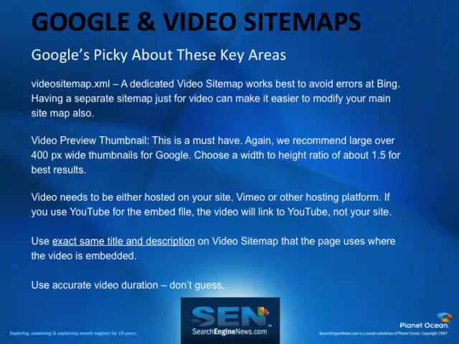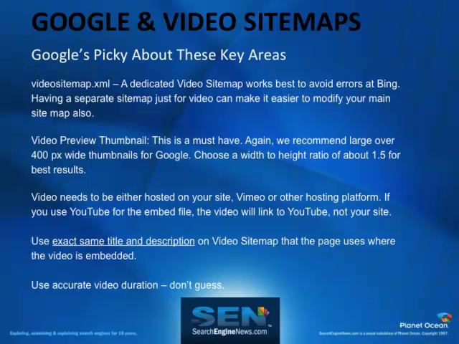Your video needs to be hosted on your own site, Vimeo, or another hosting platform. If you use YouTube for the embed file, the video will link to YouTube, not your site. So you can use the video sitemap and link to YouTube, but then it's not going to work. You won't get the organic search result tying to your site. A number of people have tried to figure out a way to do that, and it doesn't typically work. There's really no way that you can put a YouTube video there without faking Google in order to get that to show up.